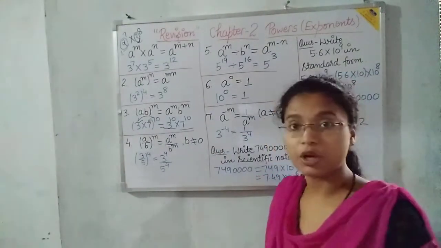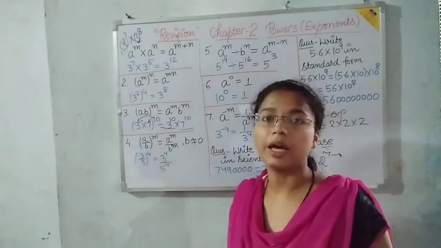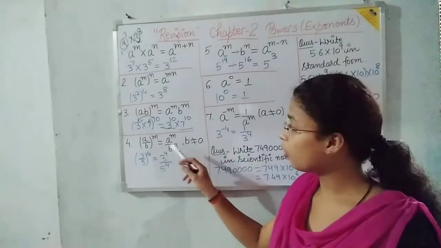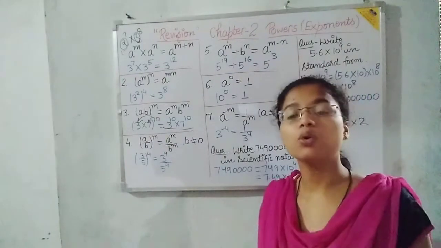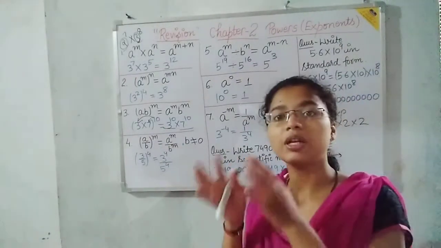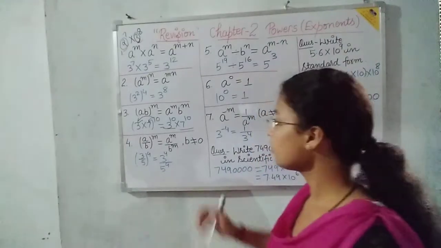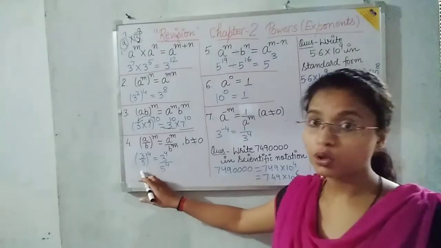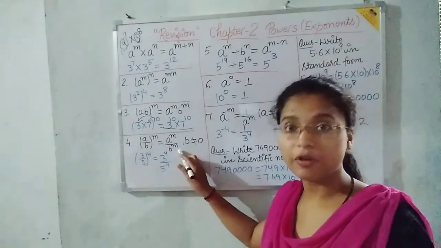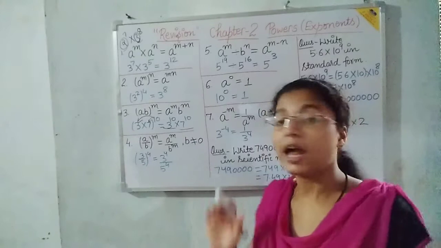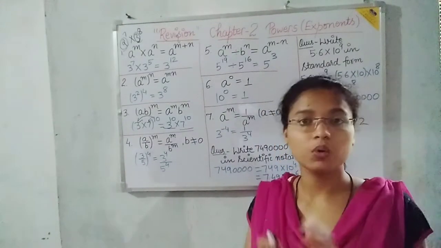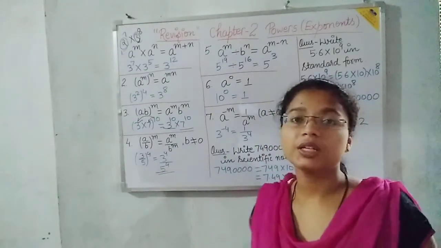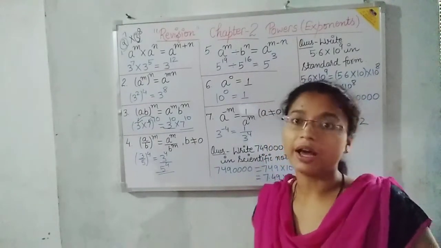The next law of exponents is a upon b to the power m. Again, this can be written as a to the power m upon b to the power m. The power will go on both the numbers simultaneously, a and b. Suppose this is the example, 3 by 5 to the power 4. This can be written as 3 to the power 4 upon 5 to the power 4. And remember this, b can't be equal to 0. b means the denominator. The denominator can't be equal to 0. Why?